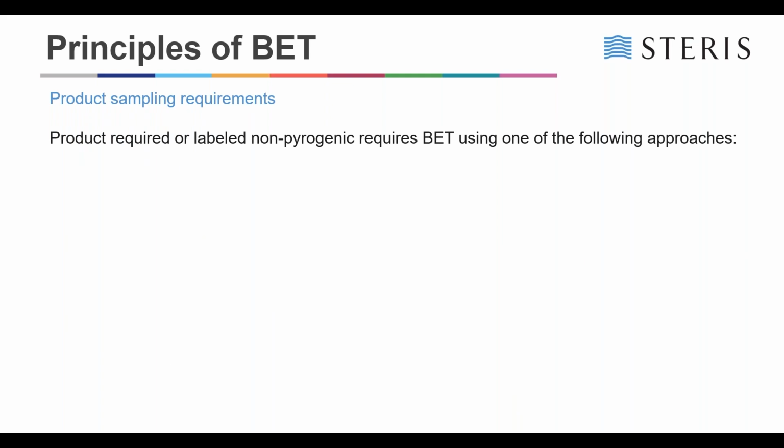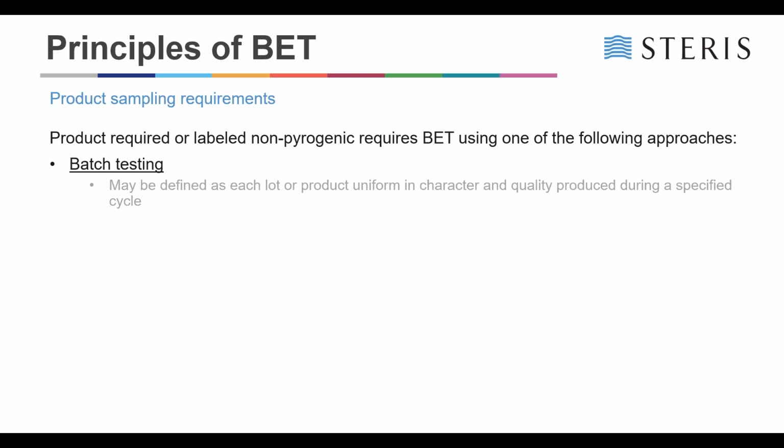So for BET, there's a couple different sampling requirements. There's two general approaches that are followed. The first being batch testing. In this case, each lot of product is tested, or those products that would be uniform in character.